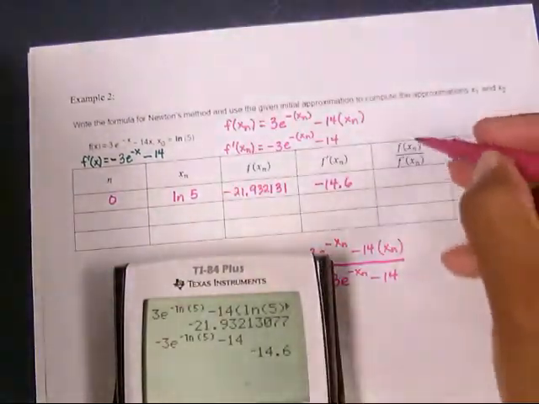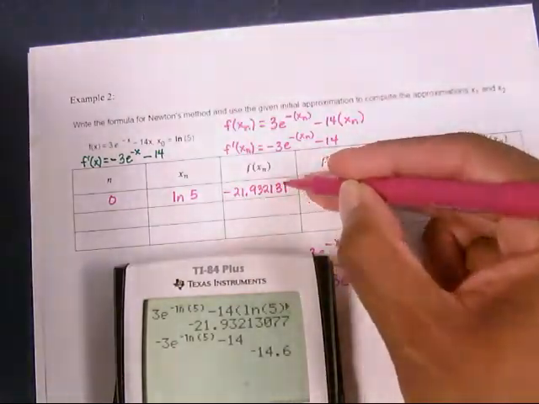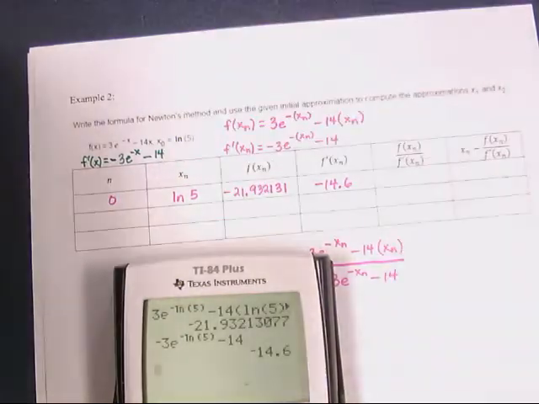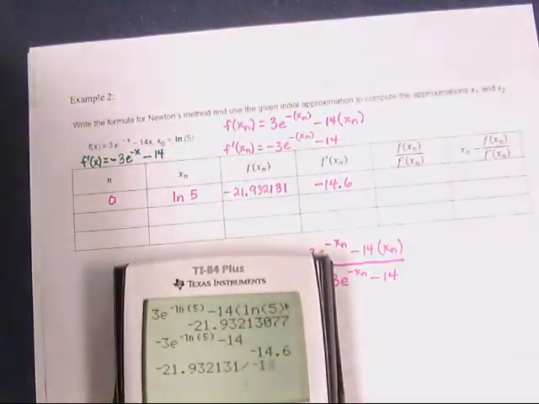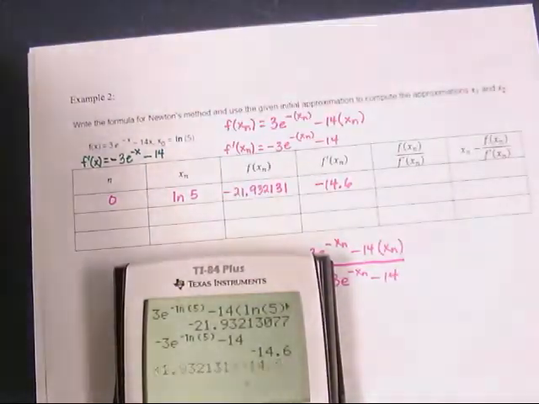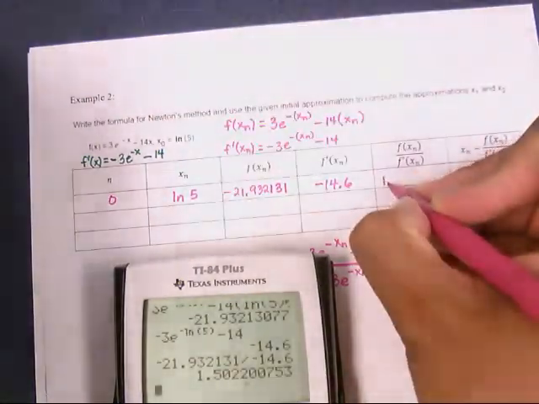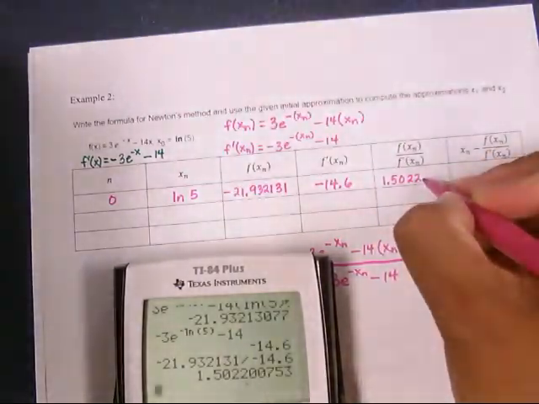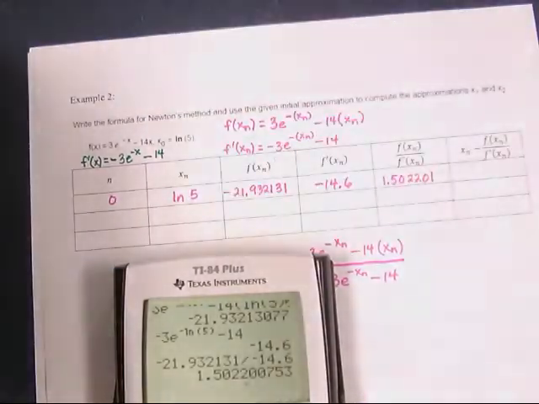And then for your f of x sub n divided by f prime of x sub n, we take this number divided by this number. So it'll be, let's see, negative 21.932131 divided by negative 14.6. And I'm going to get 1.502201, rounded to 6 decimal places.